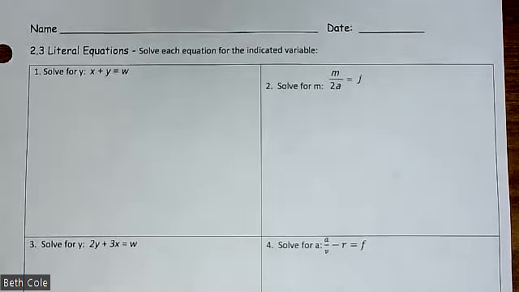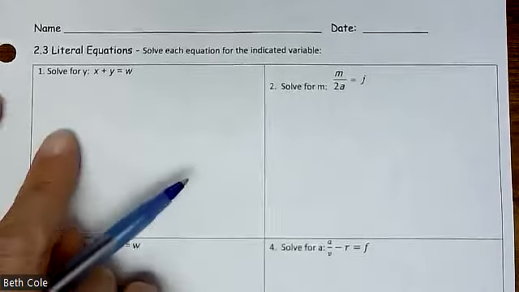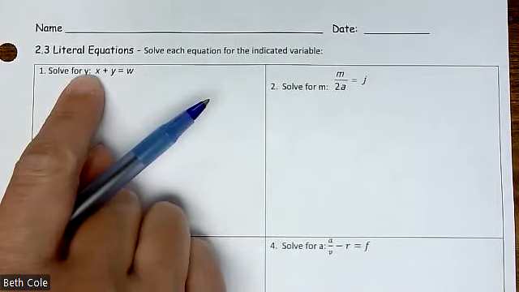Let's recap. How do you undo addition? Good. How do you undo multiplication? Division. Okay. Same thing. It's just instead of actual numbers, all you have are letters. So look at the first one. It says solve for y. That means leave y alone. Don't touch y. Don't do anything with y. You just want to get y by itself.